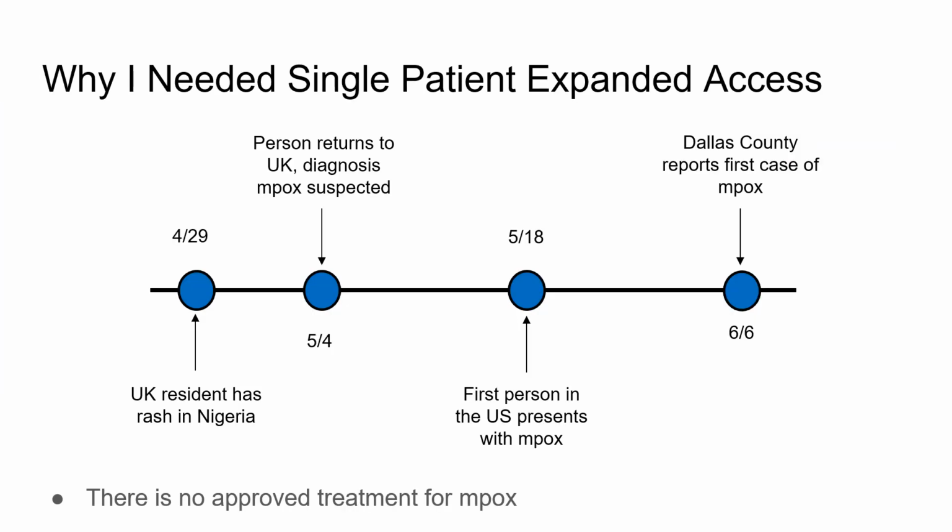First, I will provide some background as to why I needed single-patient expanded access medications. In April of 2022, a UK resident who was in Nigeria developed a rash. He returned to the UK on May 4th, and the diagnosis of Mpox, which is what was formerly known as monkeypox, was suspected. 2 weeks later, the first person in the United States presented with Mpox. And on June 6th, Dallas County reported its first case of Mpox. The outbreak spread from there. Of note, there is no approved treatment for Mpox.